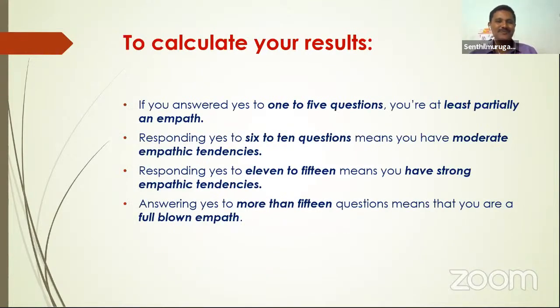If you answered yes to 1 to 5 questions, you are at least partially an empath. Responding yes to 6 to 10 questions means you have moderate empathic tendencies. 11 to 15 means you have strong empathic tendencies. Answering more than 15 means that you are a full-blown empath. So hope you would have understood your empathic level based on this small assessment.